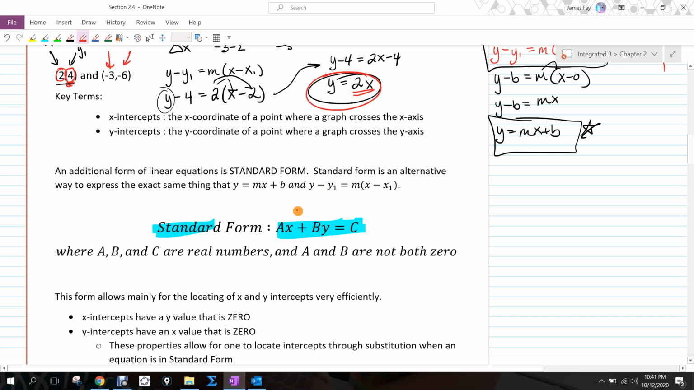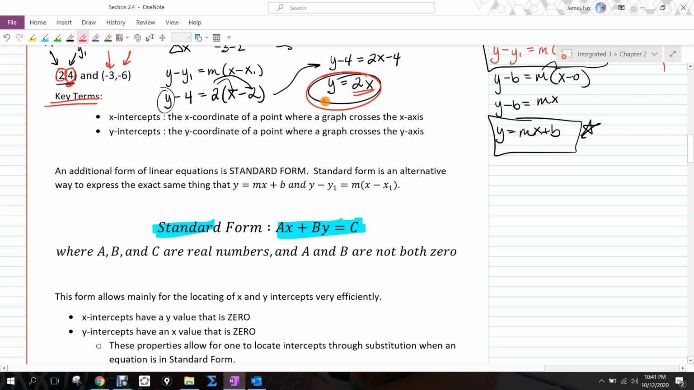What this allows us to do, the one thing that is different about standard form than the other two, is that it automatically tells me my x-intercepts and y-intercepts, or it does it very quickly. So here's some key terms here. Remember, x-intercept is the x-coordinate of a point where the graph crosses the x-axis. Your y-intercept is the y-coordinate of a point where the graph crosses the y-axis.